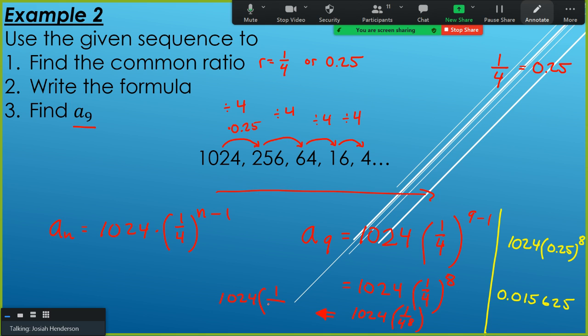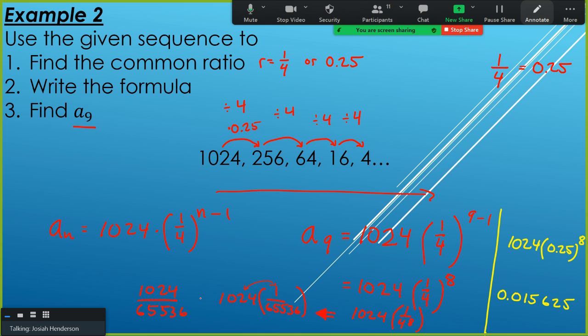So it's 1 over 65,536. Okay, yikes. And then if I multiply the 1024 times my fraction, remember those are just multiplying top to top. So our answer technically is 1024 over 65,536. And real quick, let's try that division in your calculators.